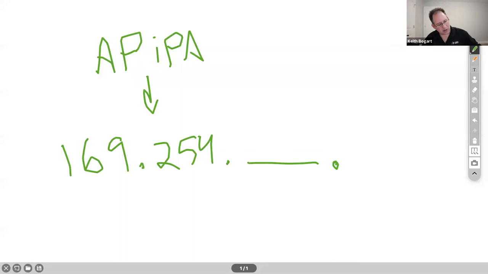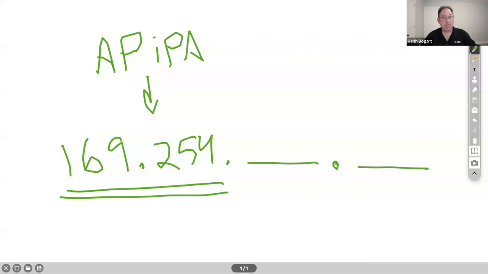So 169.254, anytime you see that, that should make you say, that's a problem. I need to troubleshoot that. That indicates that you have an automatically provisioned IP address, which 9 times out of 10 means that DHCP failed.